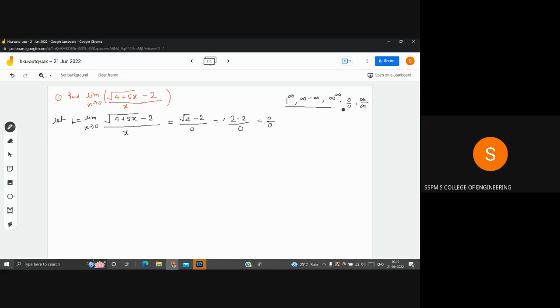So when the limit of the function is in the form 0 by 0 or infinity by infinity, in that case we use L'Hospital. So what is the actual meaning of the L'Hospital rule? It means taking the derivative of the numerator as well as the denominator separately till a finite form.